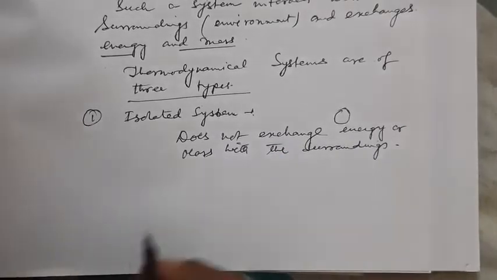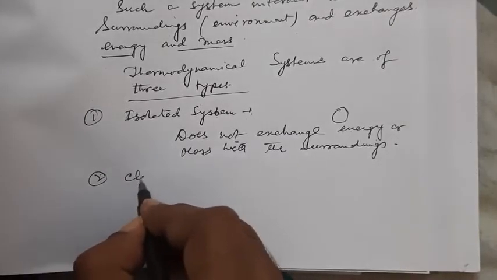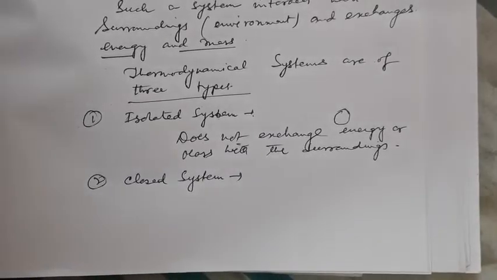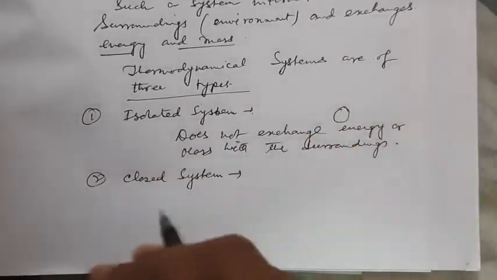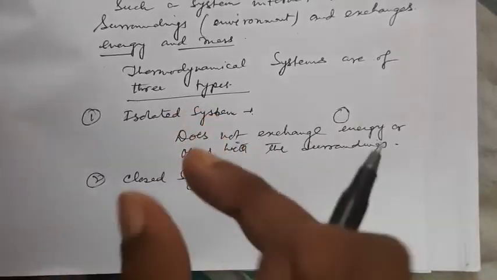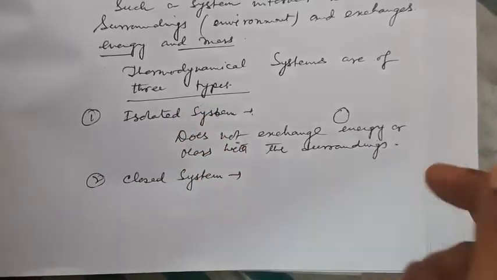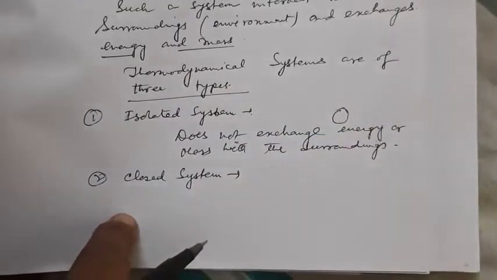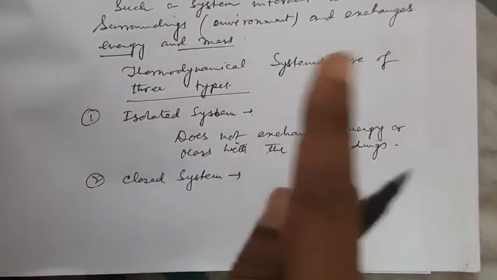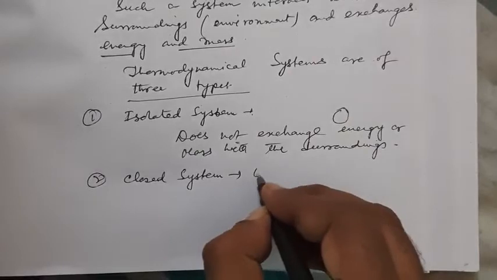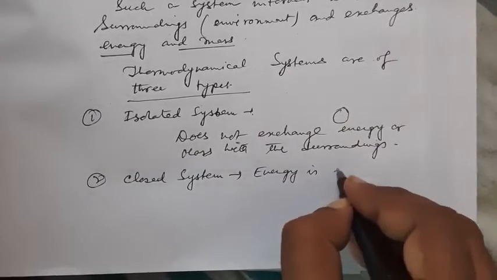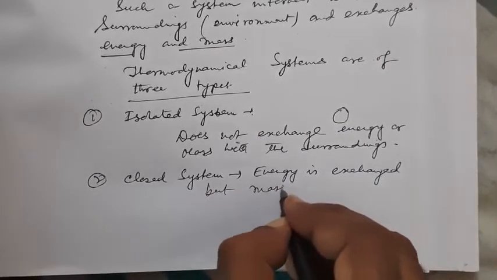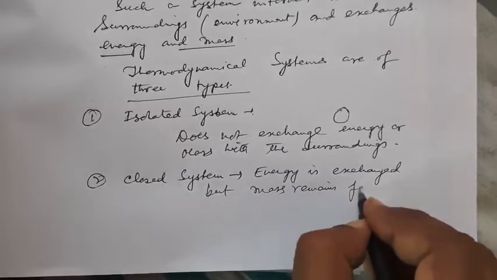Now the second one is a closed system. There is a little bit of a link between the isolated system and the closed system. It will seem that the two words are the same, but there is a slight difference in meaning, because in an isolated system there is no exchange of energy and no exchange of mass, but for a closed system energy is exchanged but mass remains fixed.